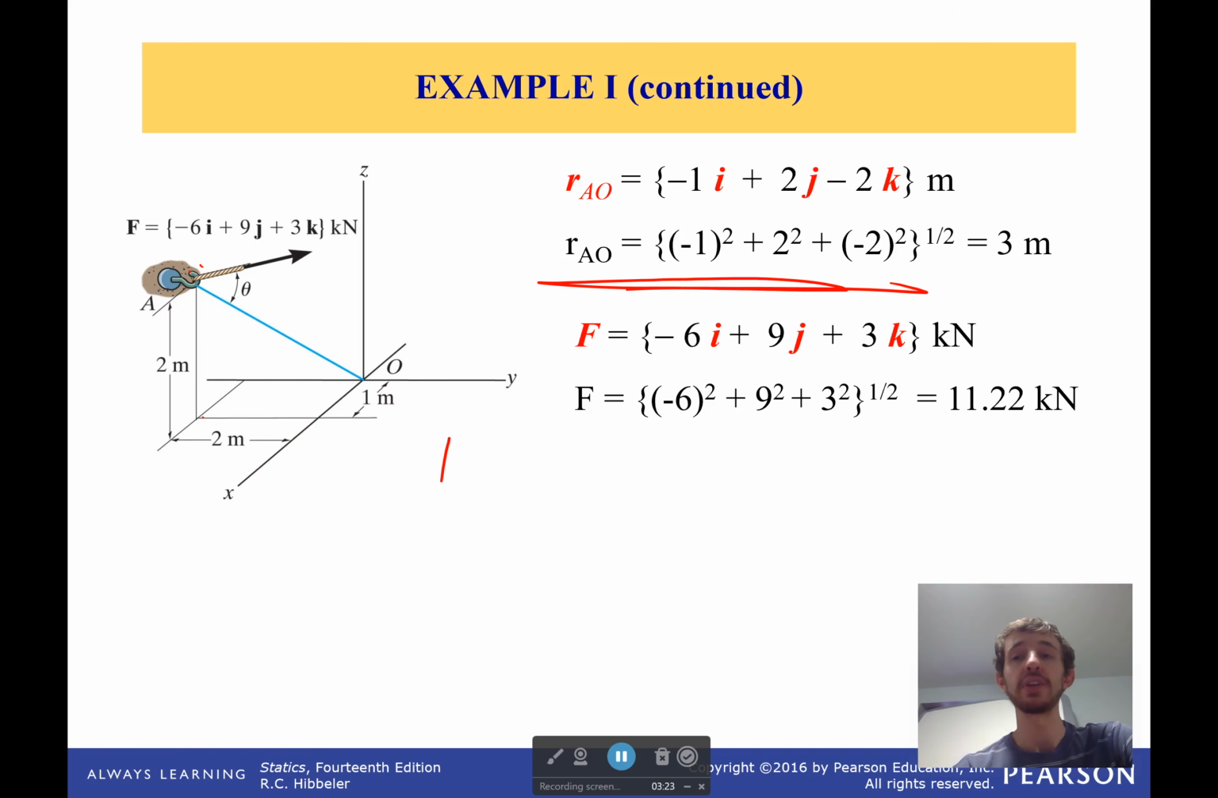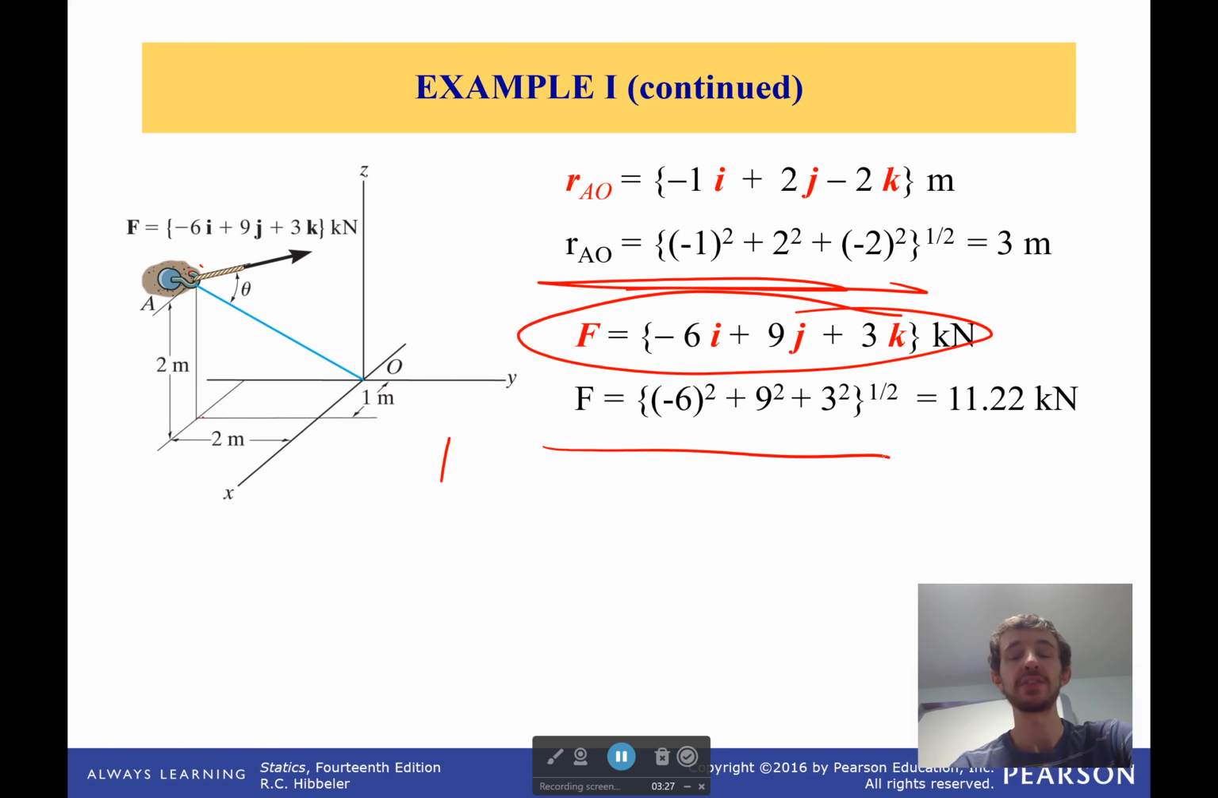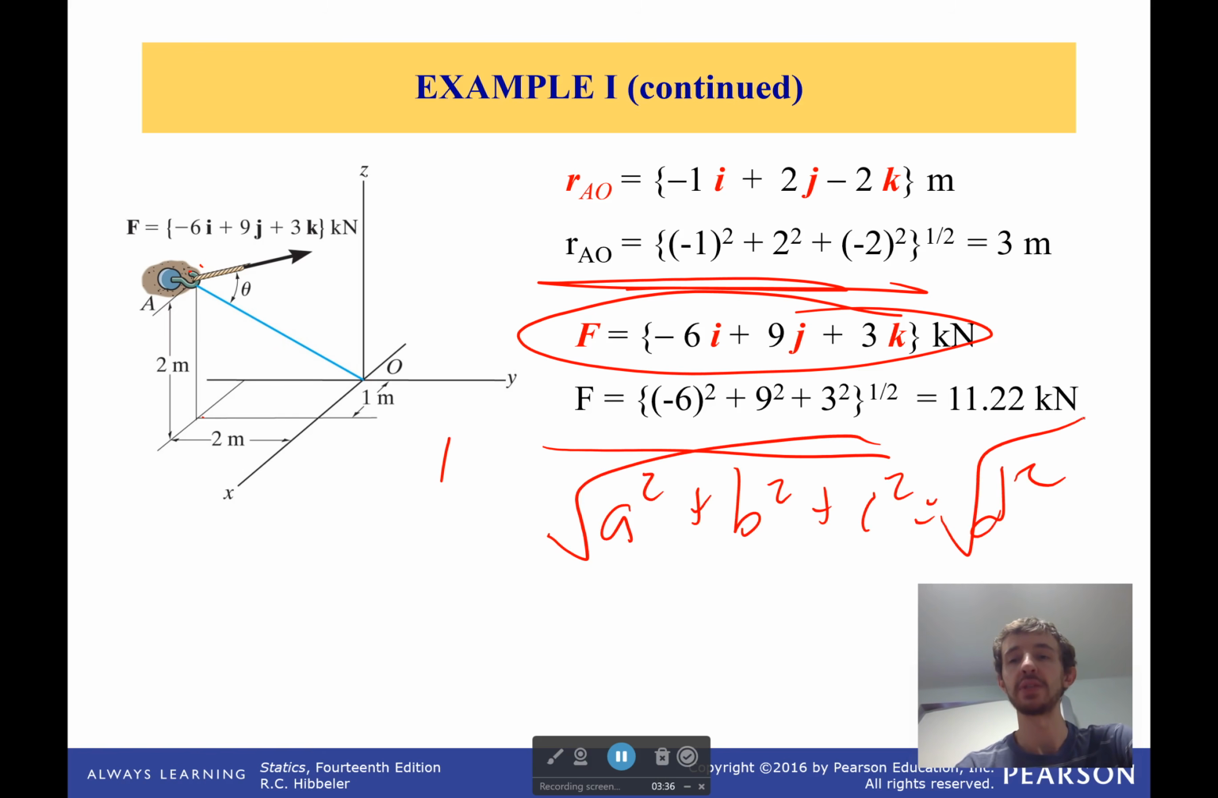Second thing we need to figure out is, well, what is the force? Well, that's given to you. That's not too hard. And then magnitude is just the Pythagorean theorem. But this time we're doing it in a 3-dimensional space, so it's a squared plus b squared plus c squared is equal to d squared. And we take the square root of both sides to get the square root of a squared plus b squared plus c squared is equal to d.